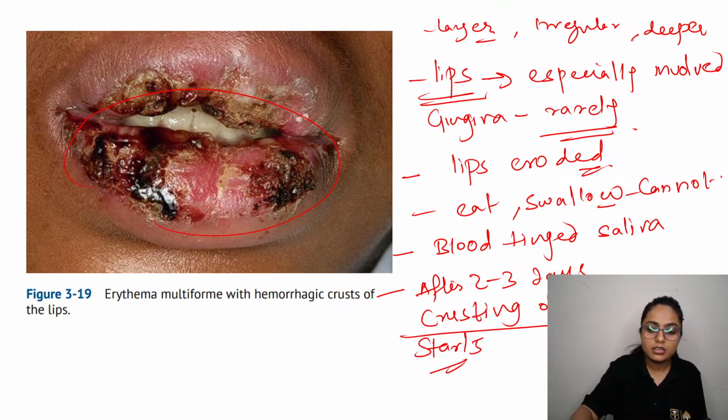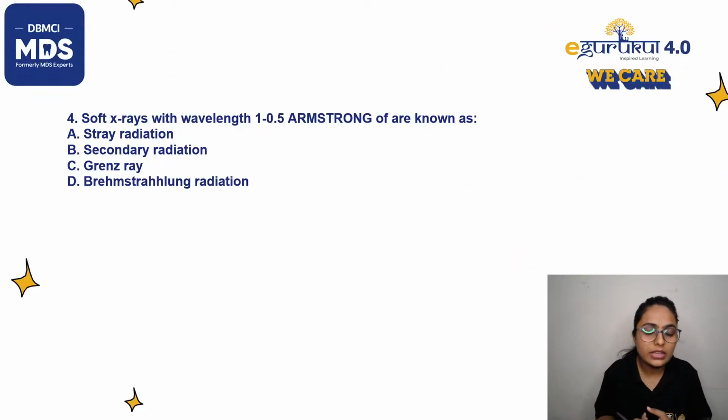All right. Next question is: soft X-rays with wavelength of 1 to 0.5 Angstrom are known as. So to answer this question, you should know what are soft X-rays, what are hard X-rays, medium X-rays. They have given options as stray radiation, secondary radiation, Grenz X-rays, and Bremsstrahlung radiation. All right. So answer for this question is Grenz ray or Grenz X-rays.